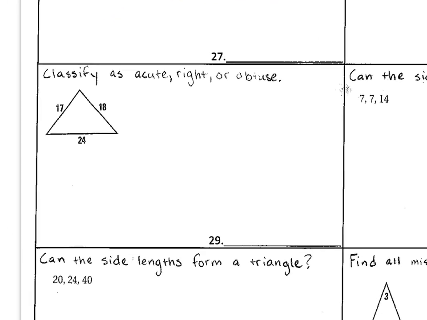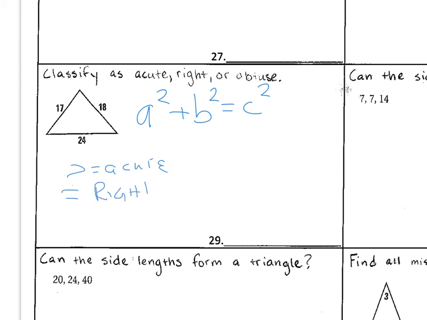Looking at 29, again we're classifying as acute, right, or obtuse, okay? So you got to determine if it's acute, right, or obtuse. So you're going to plug them into the Pythagorean theorem. And remember, if the AB side is greater, it's going to be acute. If it's equal, it's going to be right. And if it's less than, it's going to be obtuse. Okay?